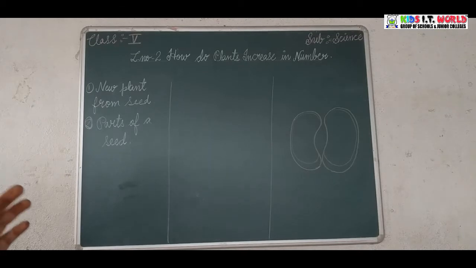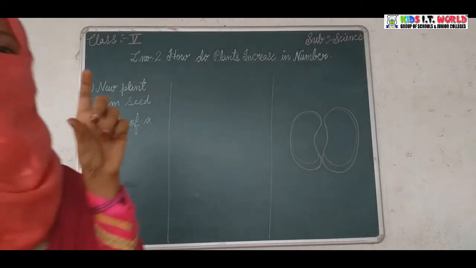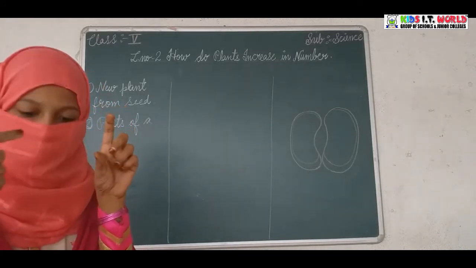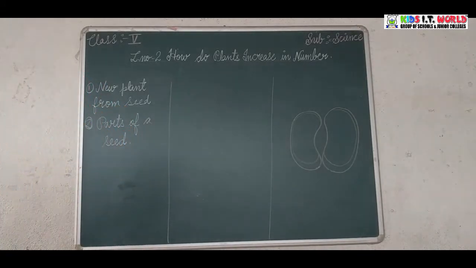The thick outer covering of the seed is called the seed coat. You see that seed, the outer part is called the coat covering or seed coat. It protects the seed. On one side of the exterior of the seed is the scar. It is where the seed was attached to its pod.